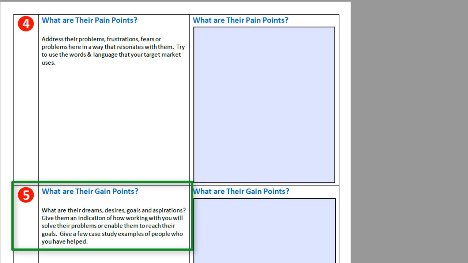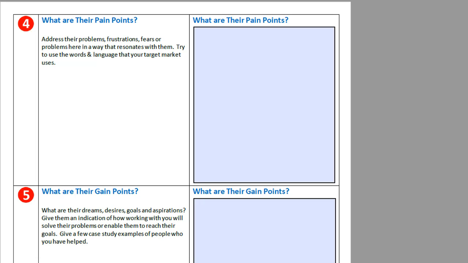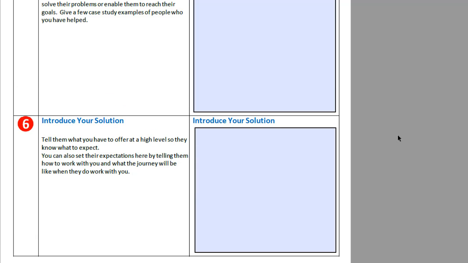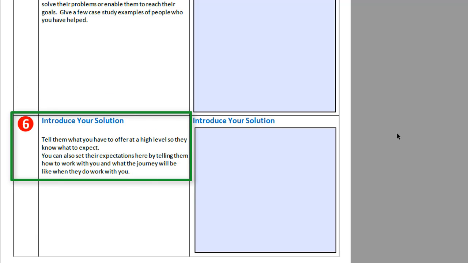So what we're trying to do here is what we call future casting. That means we talk to their dreams and their aspirations, and we say, hey, listen, if you work with us, if you take our product or service, this is what you can expect once you've actually got the results that you're looking for. If you've got case studies, that's quite a good thing to bring in here. Anything that can really show them how we can fulfill their goals, dreams, aspirations and desires. And then once we've done that, of course, we go ahead and introduce our solution once again.